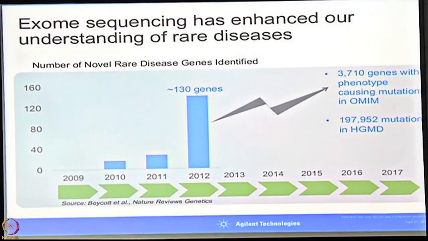So right now, if you look at rare disease, in 2012 when the exome panel had just started, it was only 130 genes. Now in 2017, more than 200K mutations are known for rare disease. Basically, this is because of the advancement of exome panels.